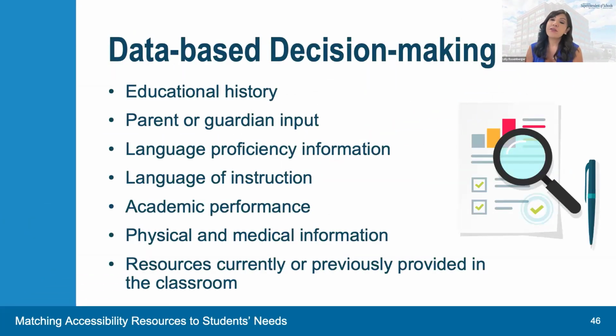A variety of sources of information should be involved in the decision-making process, and there should be some type of documentation of the identification and selection process. Some sources of information that should be used when identifying student needs are educational history, parent or guardian input, language proficiency information, language of instruction, academic performance, physical and medical information, and the resources currently or previously provided in the classroom, and information solicited from interested educators and others, including students themselves.